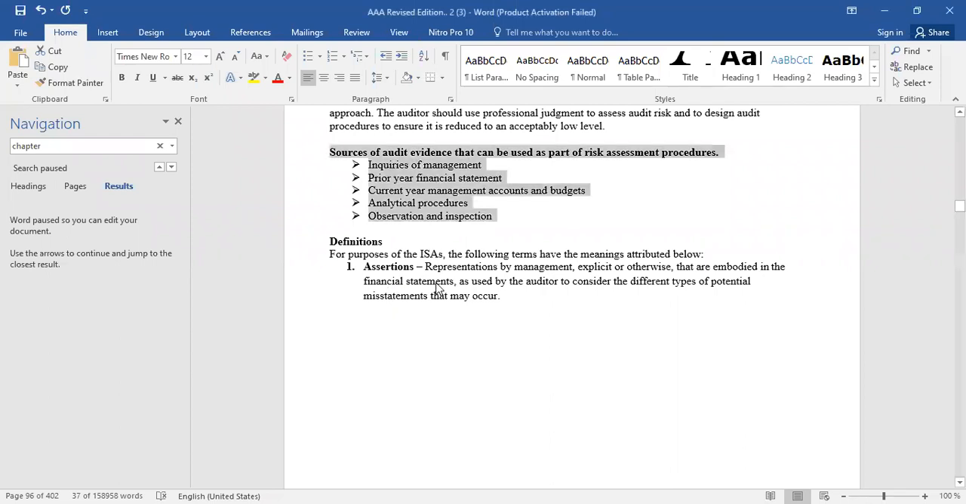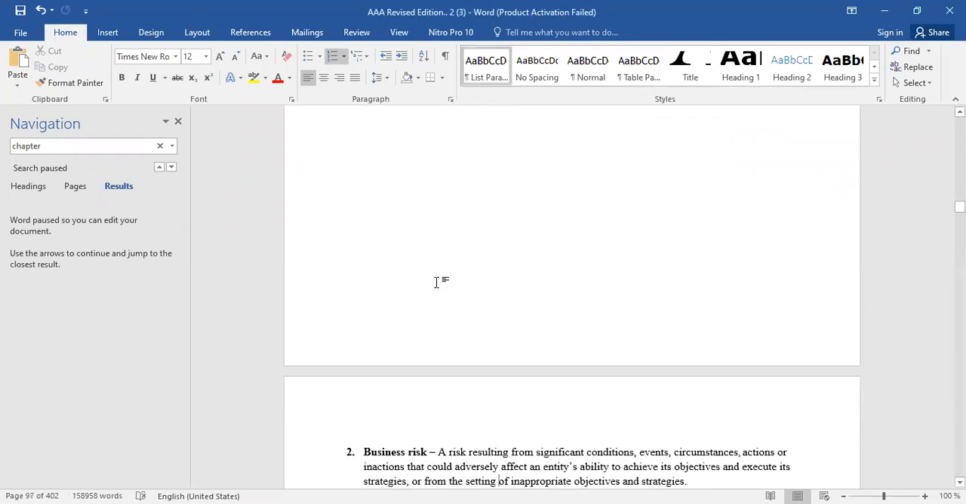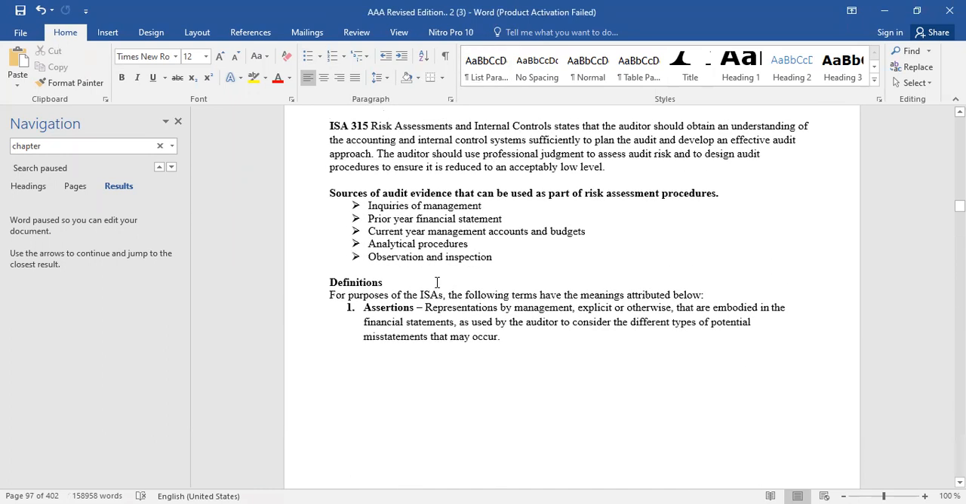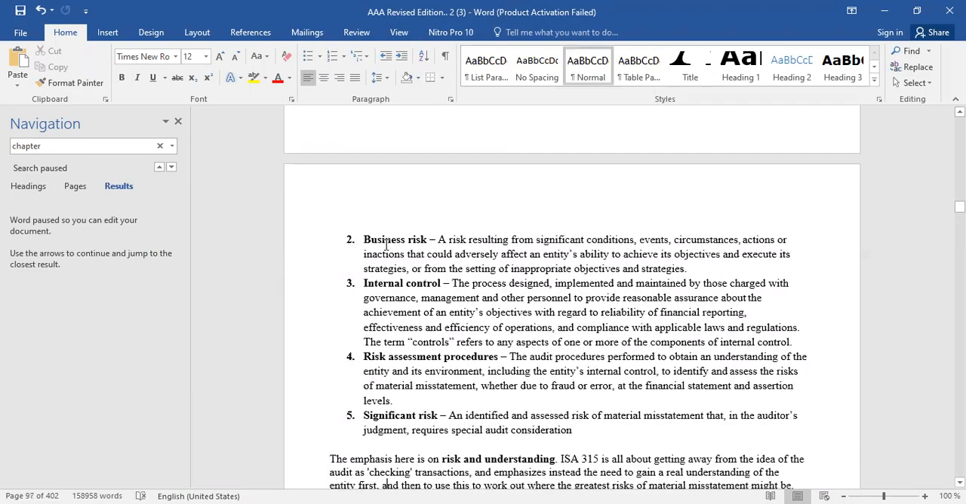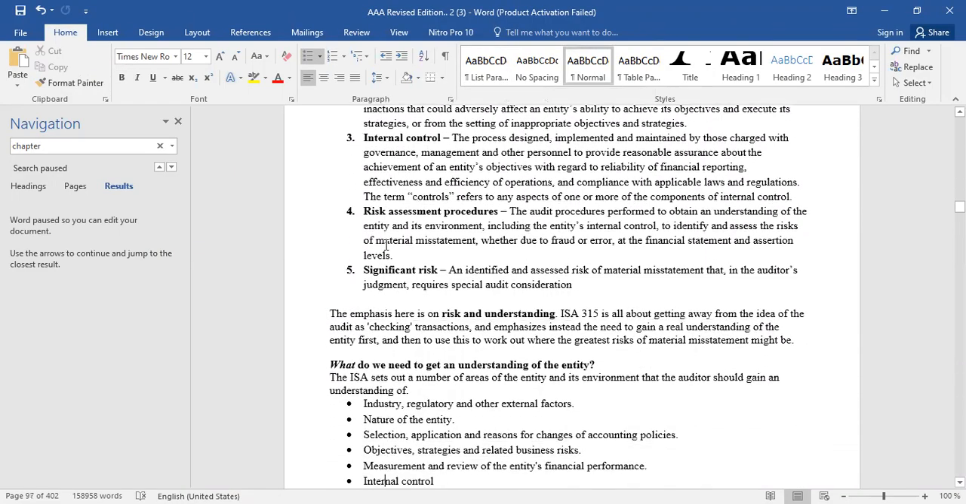Okay, key definitions. These ones I know you discussed. Business risk, we know. Assertion. Is there anybody who doesn't understand assertion, what it means? Is there anyone who doesn't understand what assertion is? None, right? So these are key terms: internal control, risk assessment procedures, significant risk, those ones we understand.